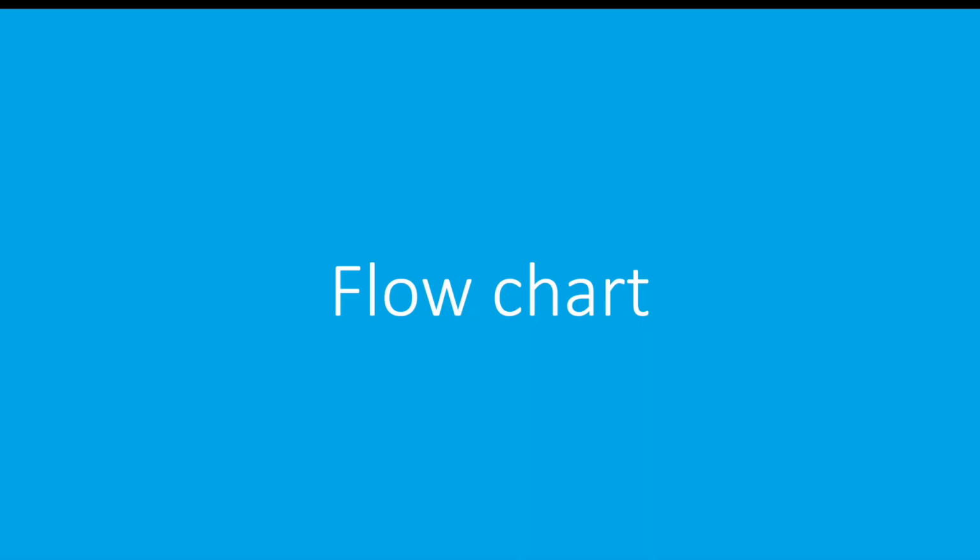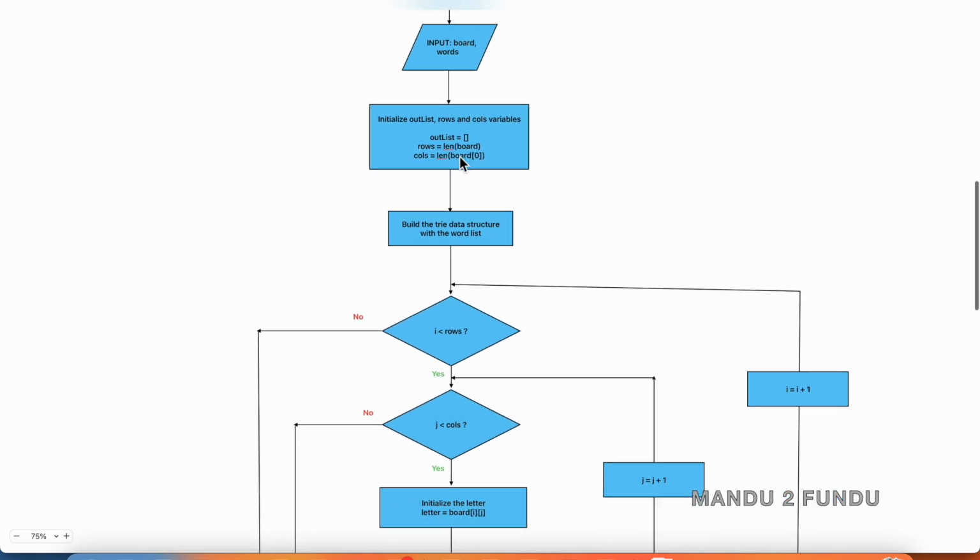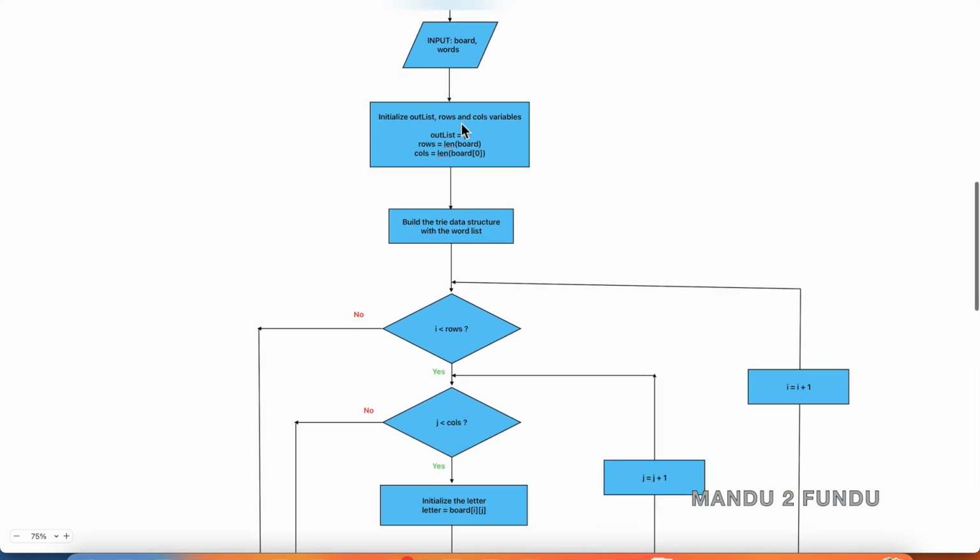Let's look at the flowchart. The input for the find words procedure is the board and then the input words list. Okay. First we initialize the out list and then the rows and columns variables. So the out list is initialized with an empty list and the rows is initialized with the number of rows in the board and the columns is initialized with the number of columns in the board.